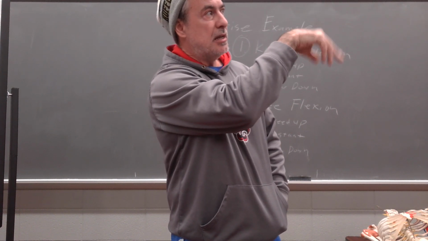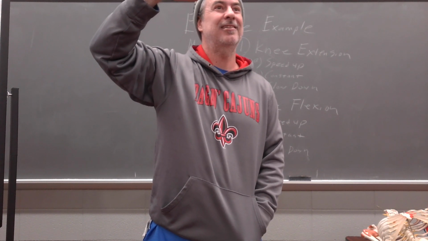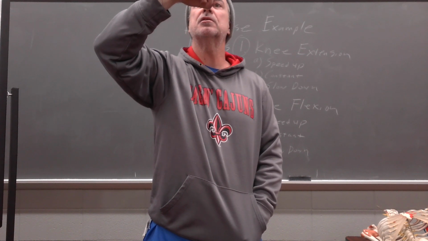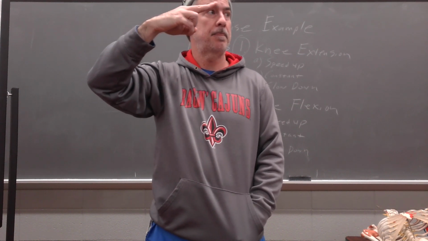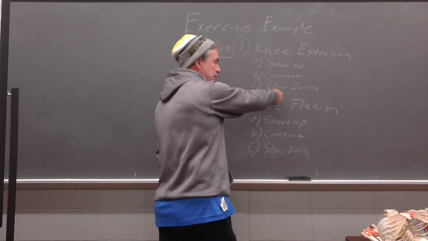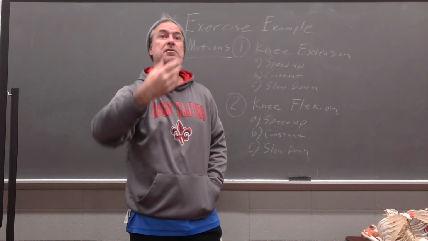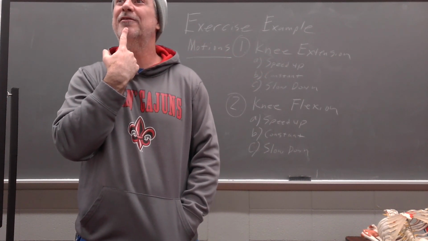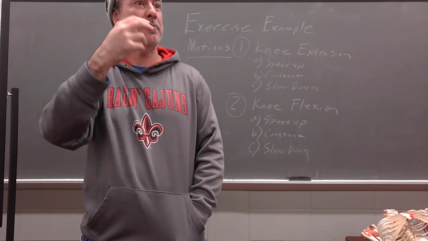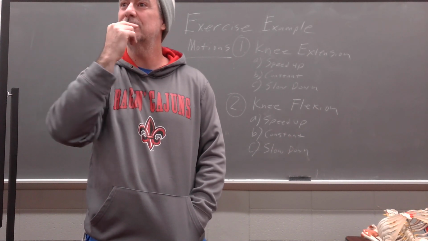Speeding up the extension in this exercise is probably going to happen when you first start, right? Because you're flexed, you're going to speed up the extension, hold a constant extension speed, then you have to slow down the extension. What's going to happen after you put on the brakes of extension? We're going to speed up the flexion. You're going to have a constant speed of flexion, and we've got to slow down the flexion. And we're going to do it all over again. If you're doing 10 repetitions, it's 10 repetitions of speed up, constant, slow down, speed up, constant, slow down.